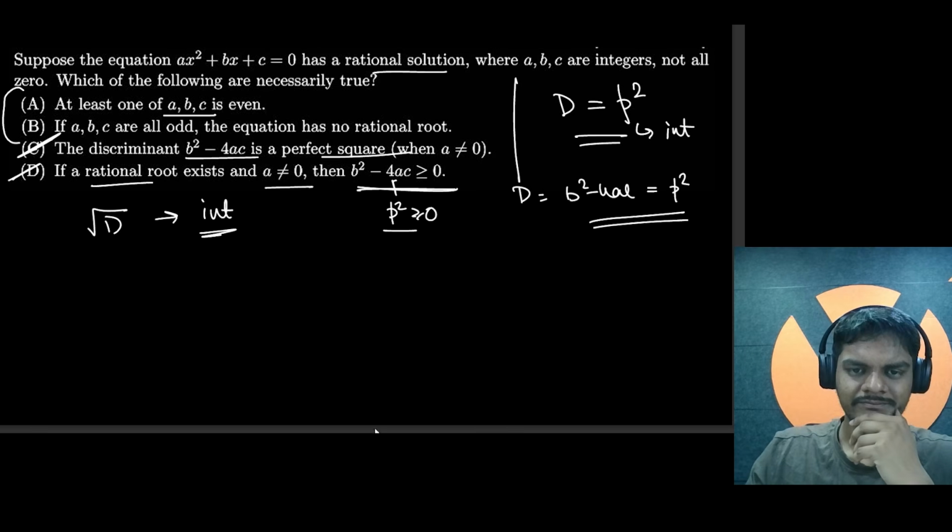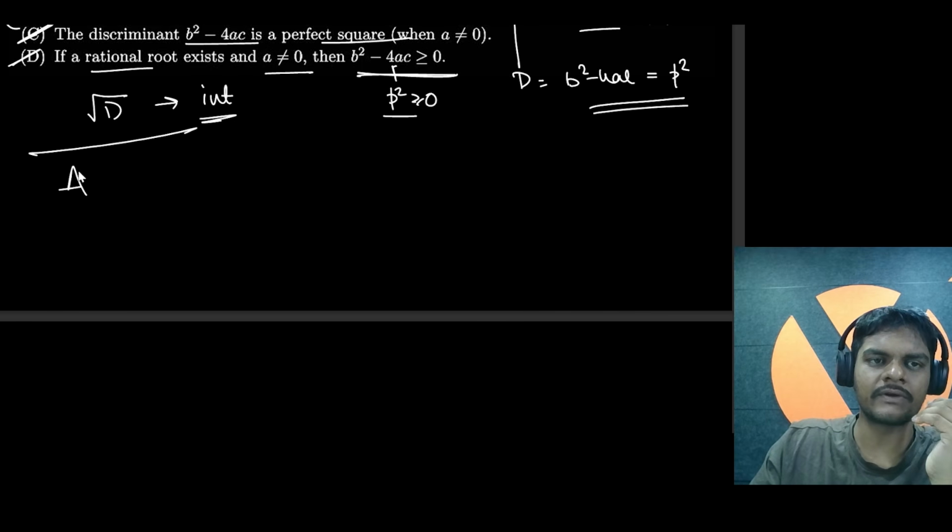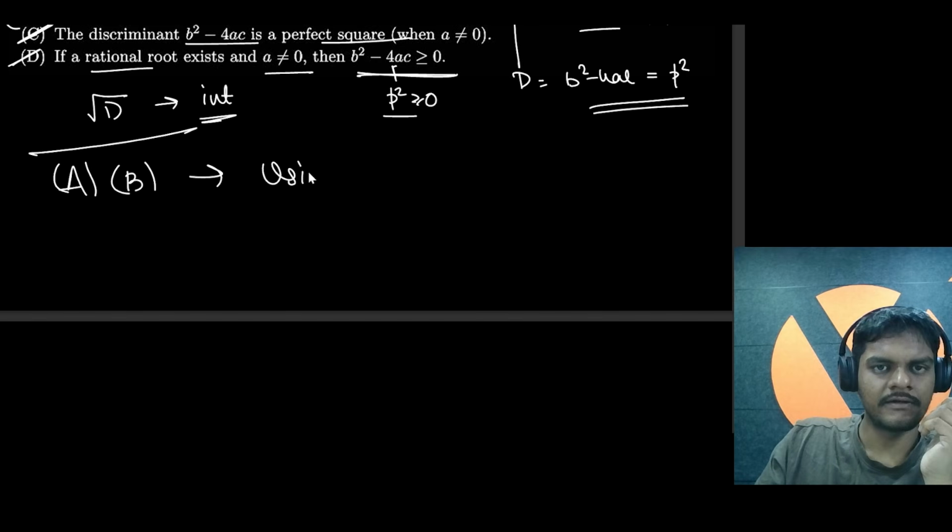Now, how do we prove that? Again, we have to bring this idea that, let us assume, we have to prove it using contradiction for options A and B.